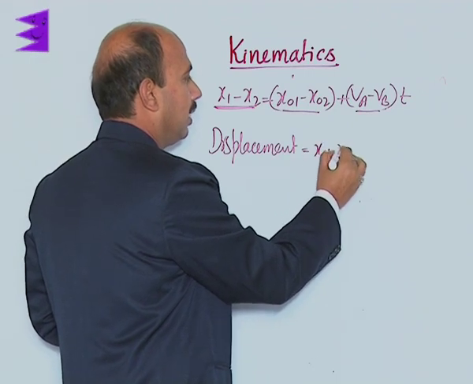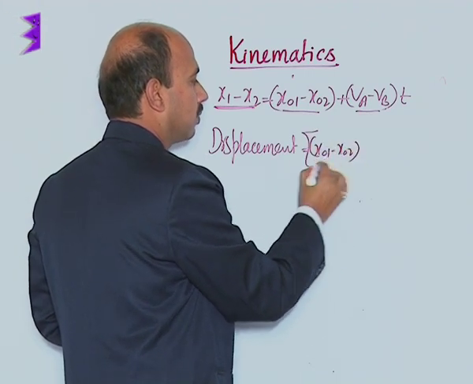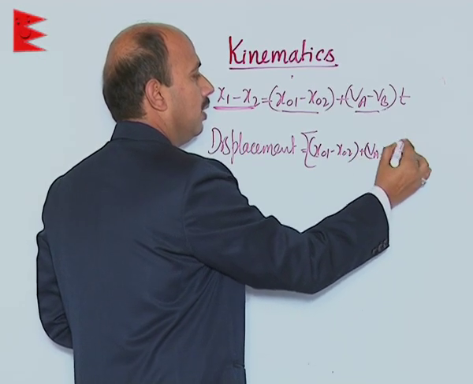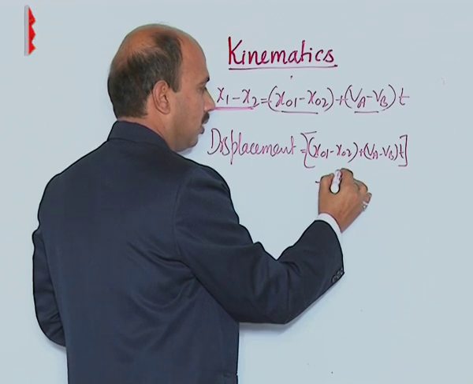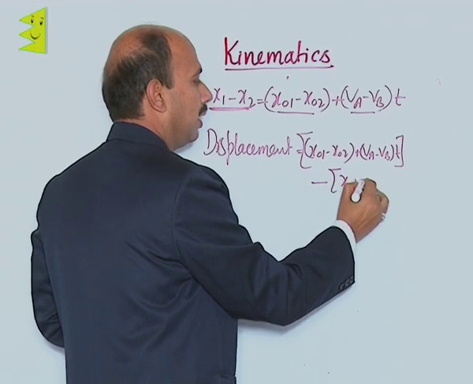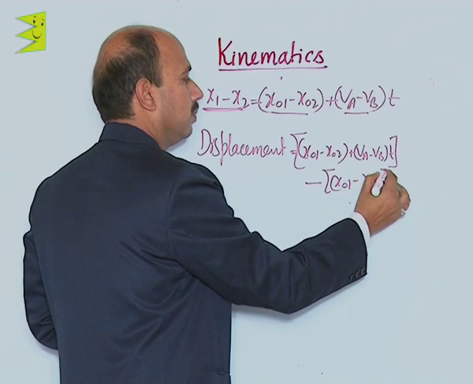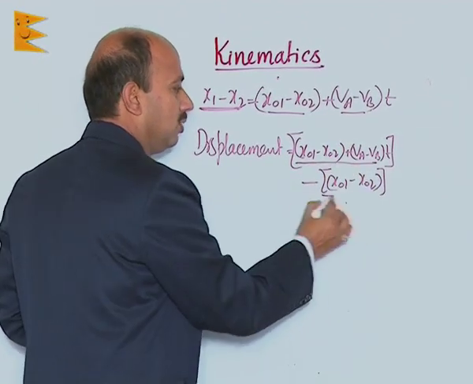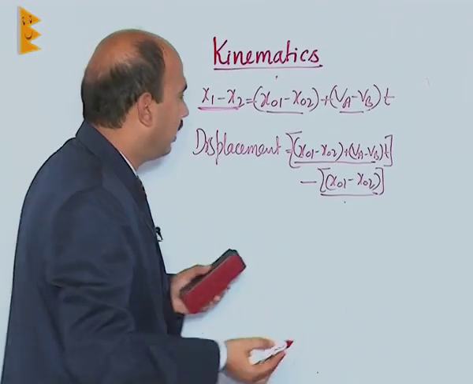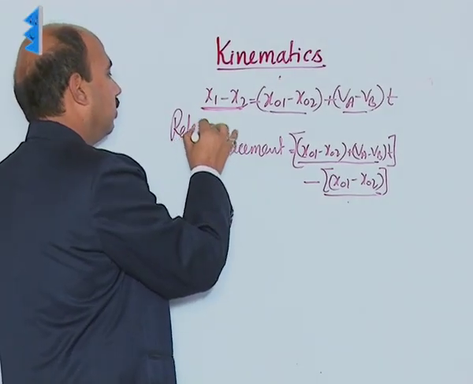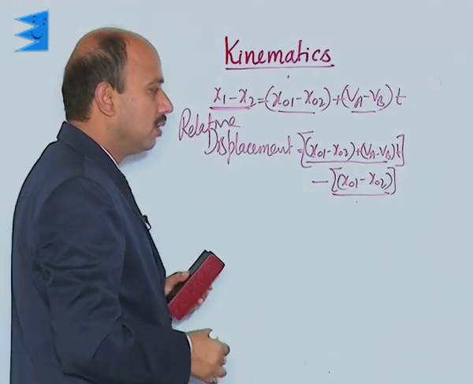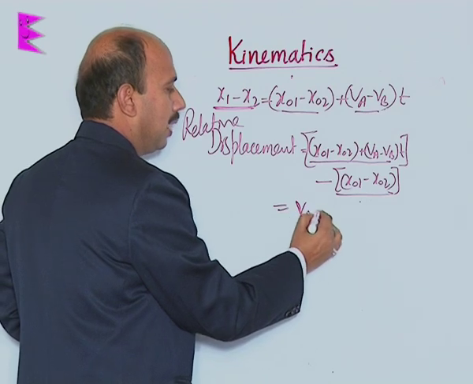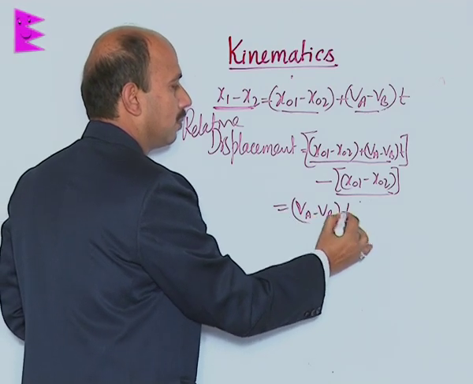x naught 1 minus x naught 2 plus (V A minus V B) into T, minus (x naught 1 minus x naught 2). This is the final relative position and this is the initial relative position, that is called relative displacement. So, we can say here relative displacement, these two will get cancelled. So, you will be getting here (V A minus V B) into T.